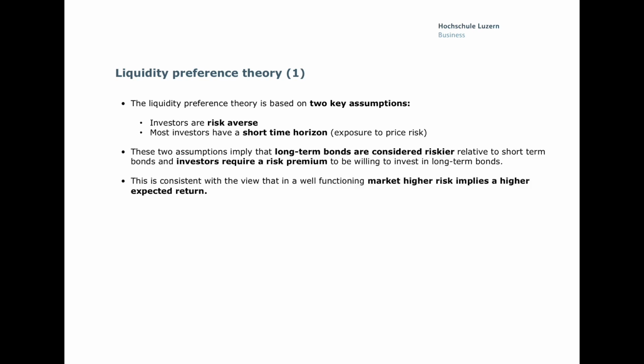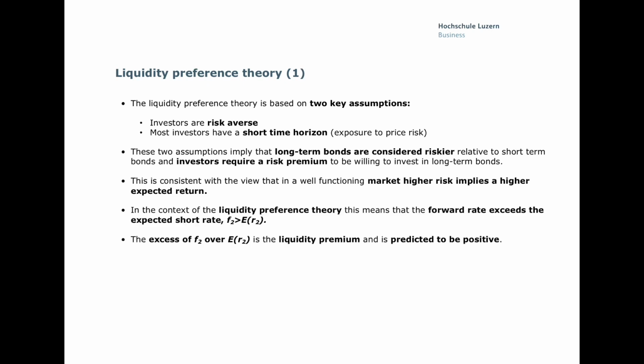This behavior is also consistent with the view that in well-functioning markets, higher risk implies a higher expected return. The liquidity preference theory can be expressed as forward rates being equal to expected short rates plus a premium. Put differently, the forward rate exceeds the expected short rate, and this difference is a liquidity premium which is predicted to be positive.